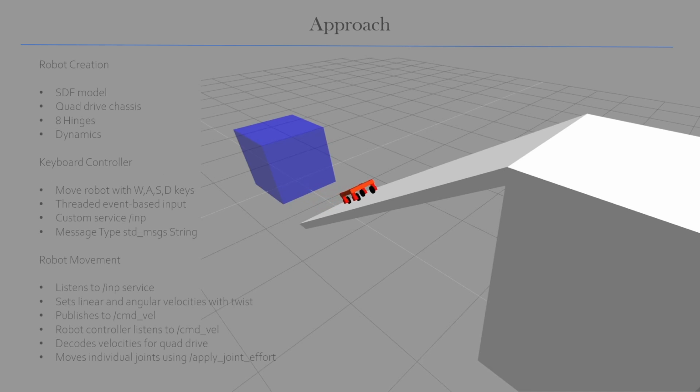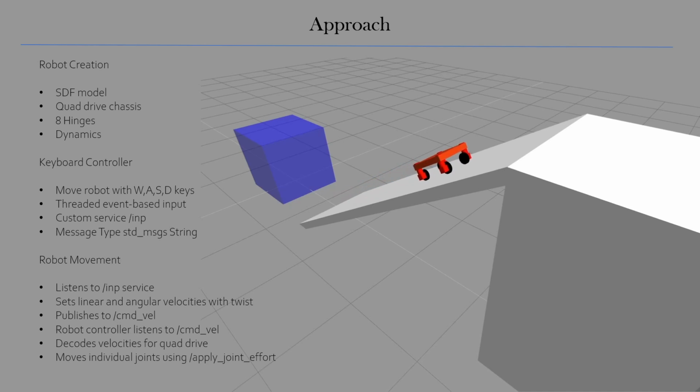There are three main elements to this design that we will approach now. First is our robot creation, second is our keyboard controller, and finally is the robot movement. On the left-hand side, you can see a summary of those three main elements that we have used in this design.